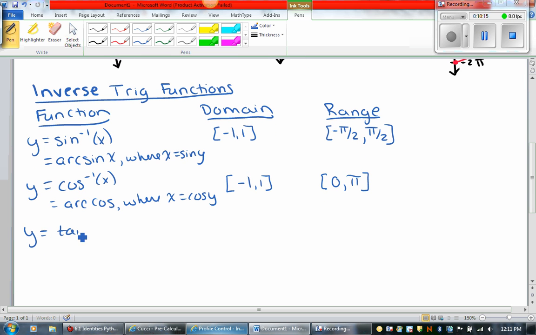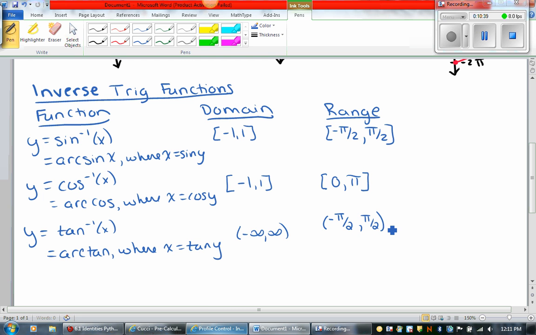Tangent inverse of x, or arctan, where x equals tangent y. Now this is going to be a little bit different. Our domain is negative infinity to infinity, and notice those are not included. Our range, again not included because of those horizontal asymptotes, is negative π/2 to π/2. So those are going to be your domain and your range for your inverse trig functions.